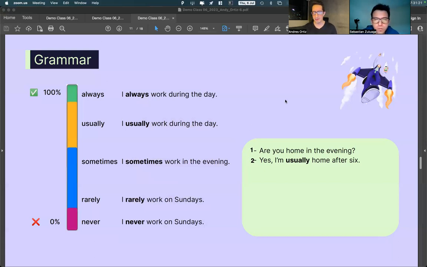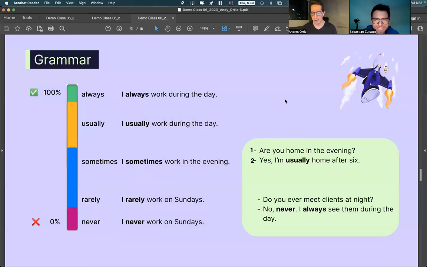All right, now let's have another pair, Miguel and Stephanie. Miguel, you could be number one, Stephanie, number two. Do you ever meet clients at night? No, I never. I always see them during the day. All right, excellent. So again, we have these different examples of never and always and the different frequencies in between. So, questions so far?